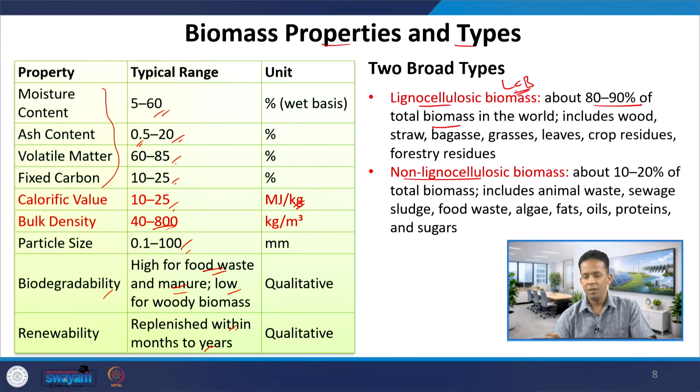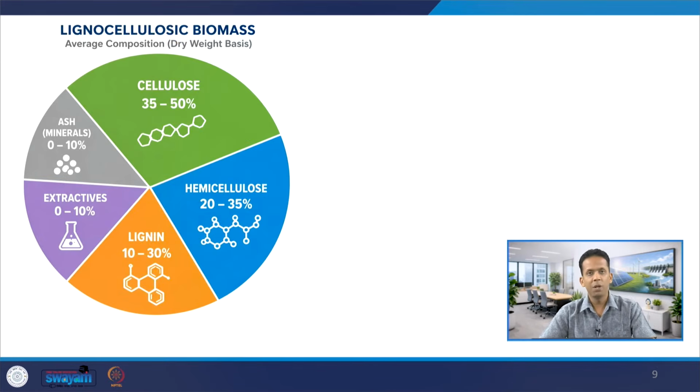Lignocellulosic biomass includes mainly wood, straw, grasses, leaves. So herbaceous biomass, the grass, shrubs, then agricultural biomass, forest residue, crop residue. Non-lignocellulosic biomass occupies only 10 to 20% of total biomass, and includes animal waste, manure, sewage sludge, food waste, algae, oils, protein, sugars, all those things. Let's look at both types of biomass one by one.